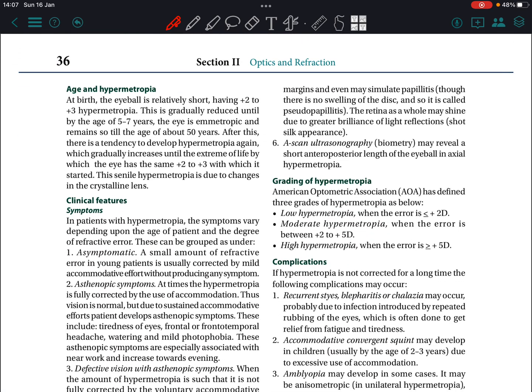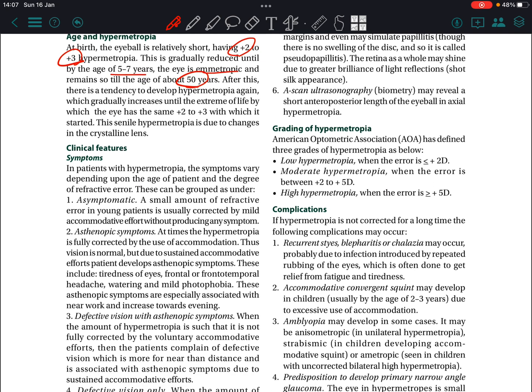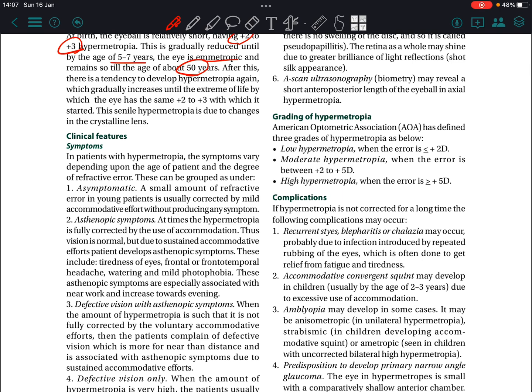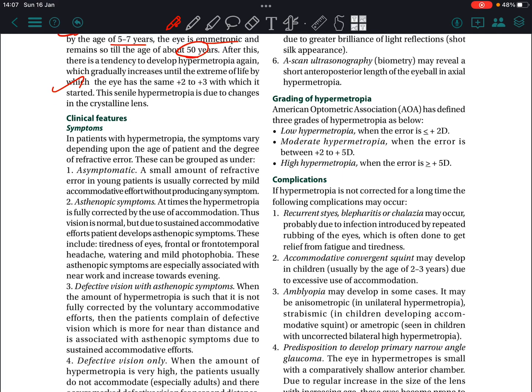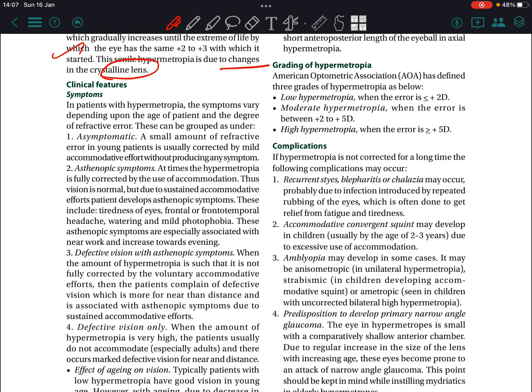Age and hypermetropia. At birth, the eyeball is relatively short, having plus 2 to plus 3 hypermetropic power. This gradually reduces until by age 5 to 7 years the eye is emmetropic and remains so till the age of 50 years. After this, there is a tendency to develop hypermetropia again, which gradually increases until extreme of life, by which the eye has the same plus 2 to plus 3 which it started with. This senile hypermetropia is due to changes in the crystalline lens.